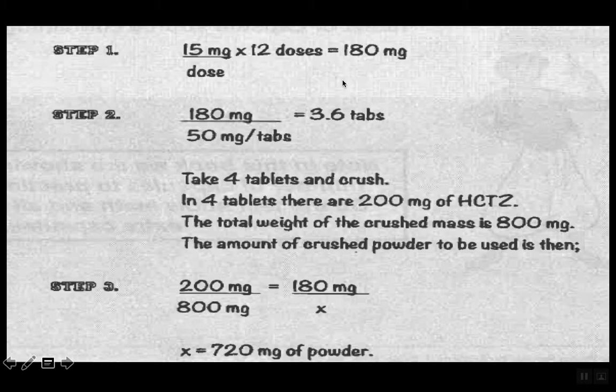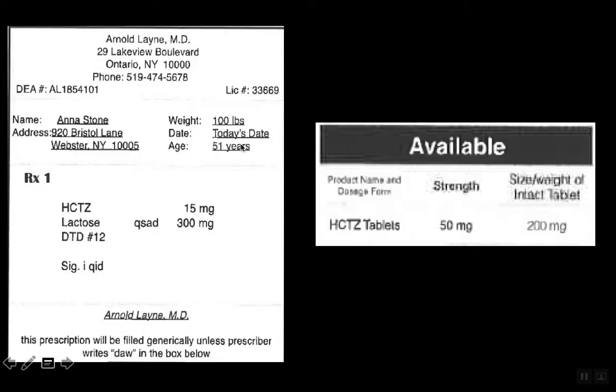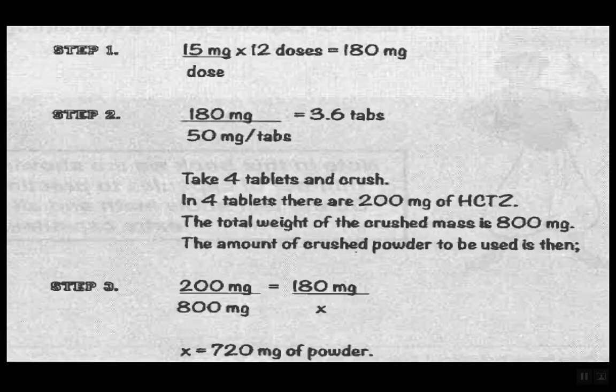Next, you want to use the available hydrochlorothiazide they give you to see how many of those you need to get 180 milligrams of active hydrochlorothiazide. So I need 180 milligrams total active ingredient. I'm going to divide that by 50 milligrams because, as we could see on the previous slide, each tablet is 50 milligrams. Notice how I didn't divide it by 200, because at this point I only care about the active ingredient.